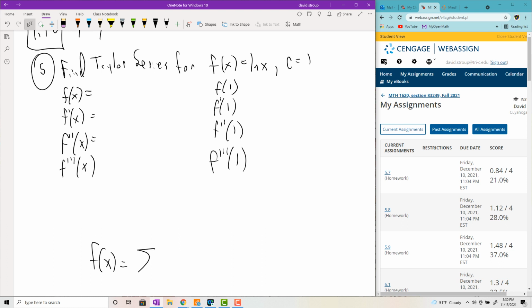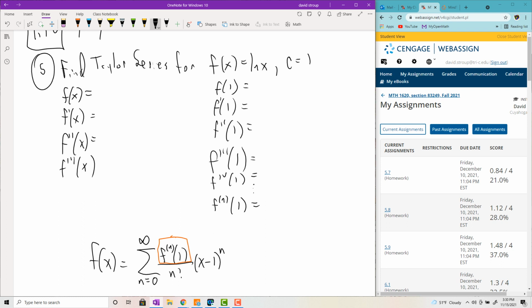So f of x is going to be the sum of the nth derivative evaluated at 1, all over n factorial times, in this case, x minus 1. So minus 1 because it's a Taylor series. Okay, so I really need, and what do I really need? I really need this formula for the nth derivative evaluated at 1. So I'll go to the f4 of 1, and then hopefully I can find this fn of 1 by just looking at the pattern.